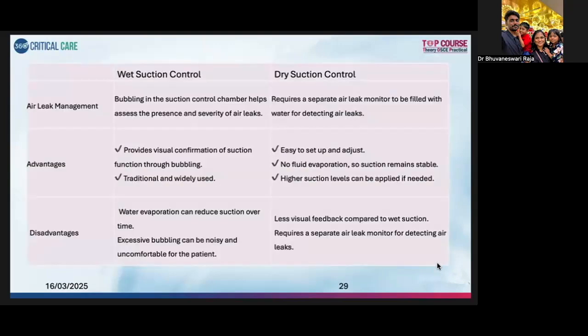What are the advantages and disadvantages of wet and dry suction control? With wet suction, you can visibly see the bubbling in the suction control chamber, and you can detect the air leak earlier than with dry suction. But dry suction control is very easy to set up and adjust. You may not see any fluid evaporation, but the only disadvantage is that you cannot see the bubble, so you have to connect it to a bubble leak monitor to detect the air leak.